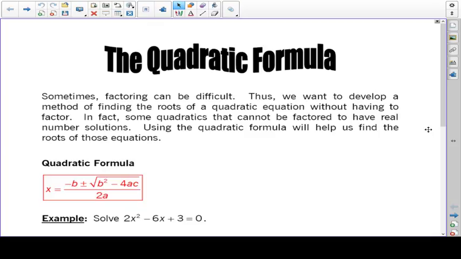Number one, a quadratic is hard to factor, or some quadratics are actually impossible to factor. So what we want is a way to find the answer to an equation when it's not easy to factor. That's when the quadratic formula comes into play. As we know, we can have up to 2 answers.